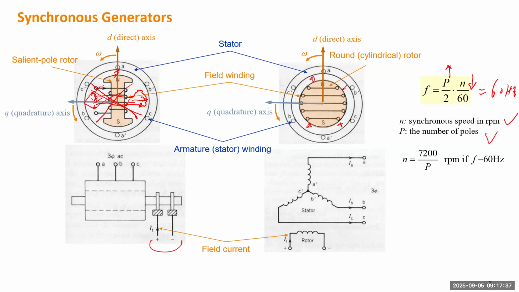Another formula which is convenient to translate from P to N for 60 hertz will be this one. All right, so you can easily derive this second formula from the first.